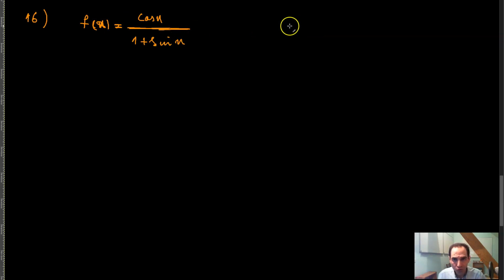Okay, so question number 16, we have f of x is equal to cos x over 1 plus sin x. I can use the quotient rule here, u over v. Okay, so u over v whole prime is equal to u prime times v minus u v prime, divided by v squared.